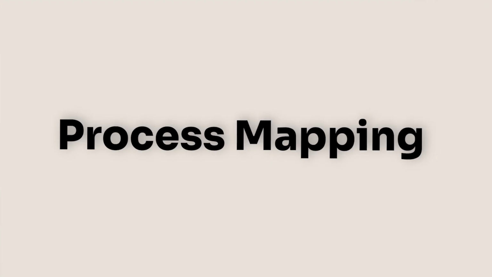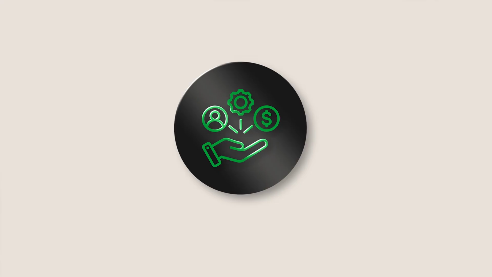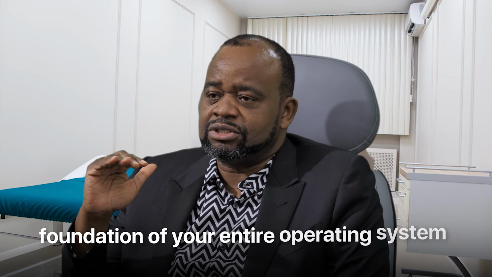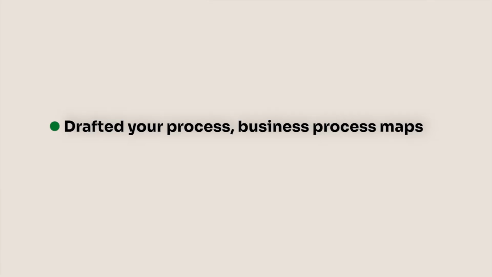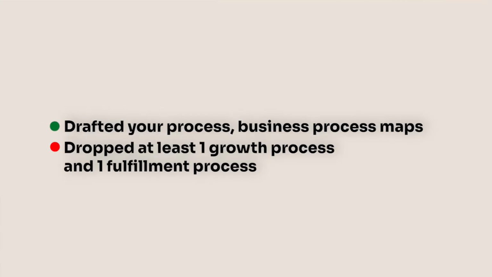If you recall, in the previous session, we focused on process mapping, which is a kind of long process, but it's important that we take a while and do some good heavy lifting with this. The fact is, where you're starting off, this is going to be one of the biggest assets of the entire management operating system. The reality is that these business process maps are the very foundation of your entire operating system. So hopefully, if you're watching right now, you've drafted your business process map and dropped in at least one growth process and one fulfillment process. If you haven't done it, go back and get it done.